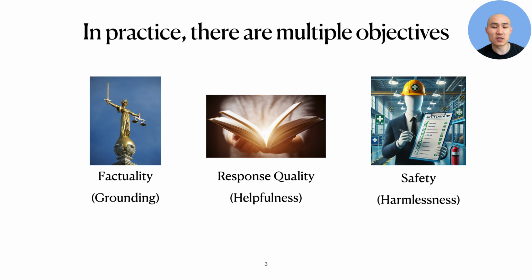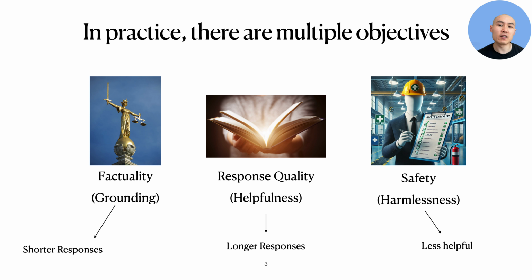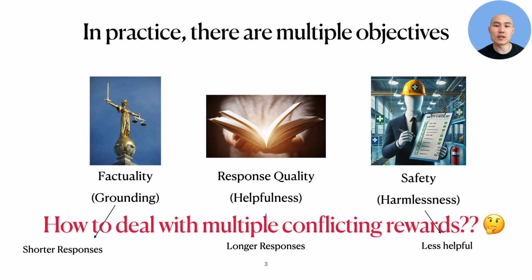These are three common objectives that are fundamentally in tension, because on the one hand, optimizing for factuality will lead to shorter responses because they're easier to ground. On the other hand, optimizing for helpfulness will lead to longer and more thorough responses, but likely they're going to be less grounded. And finally, optimizing for safety will of course render the responses less helpful in general. So, this leads to the natural question: how should we deal with multiple conflicting rewards?